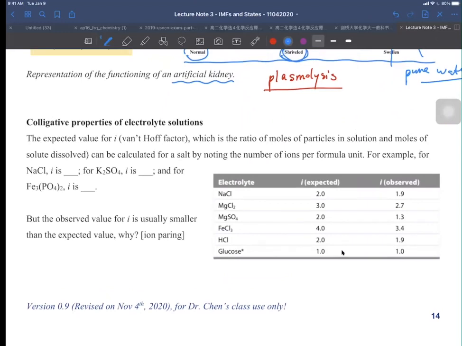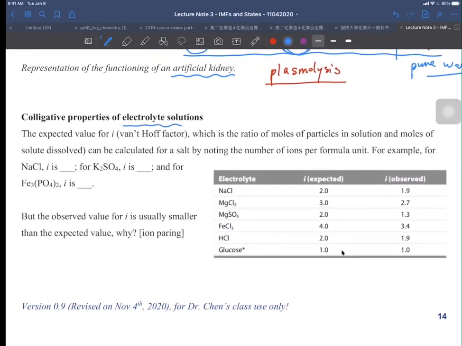Okay, the last part is the colligative properties for electrolyte solutions. We already talked about this, right? Because electrolytes can produce more particles, there will be a factor called the Van 't Hoff factor. Basically, it is, for 1 mole of the electrolyte, how many moles of ions or particles it produces. So sodium chloride is 2. Makes sense, right? Potassium sulfate is 3. And for iron(III) phosphate, it will be 5, right?